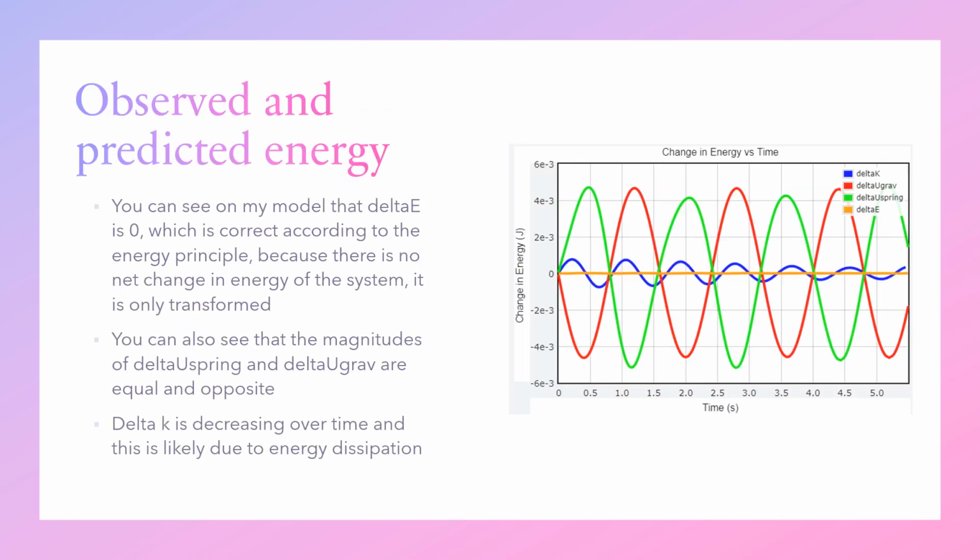And so you can see on my model that delta E is 0, which is correct according to the energy principle because there is no net change in the energy of the system, it is only transformed. And you can also see that the magnitudes of the change in potential spring force and potential gravity are equal and opposite, and that delta K is decreasing over time, and this is likely due to energy.